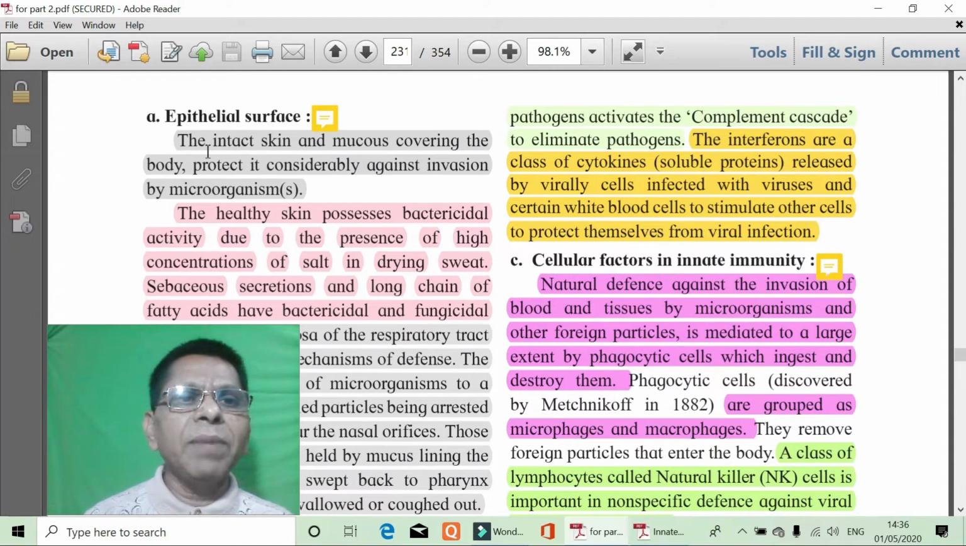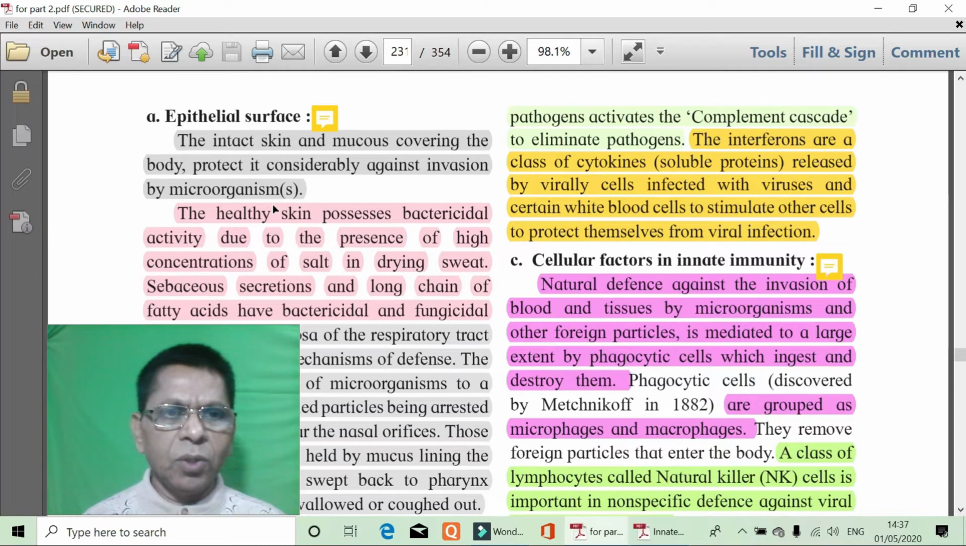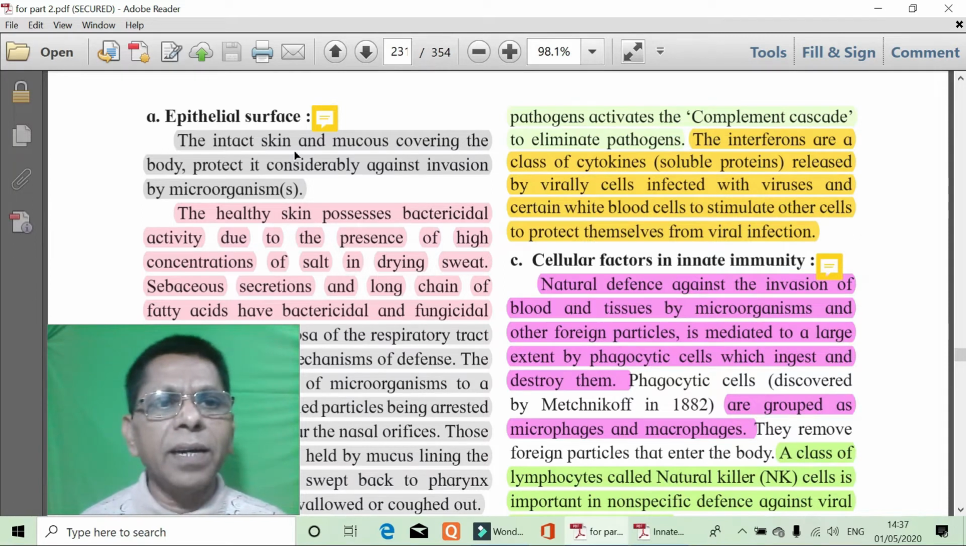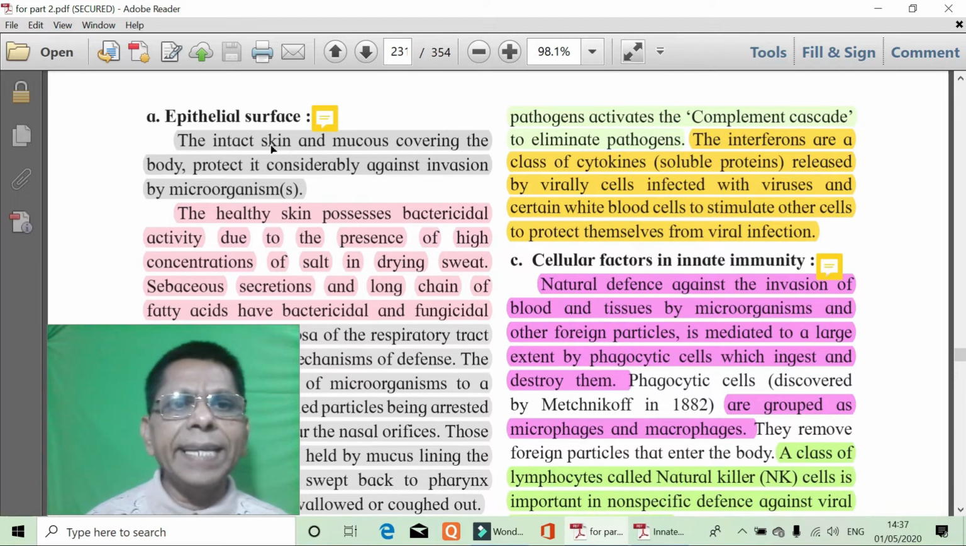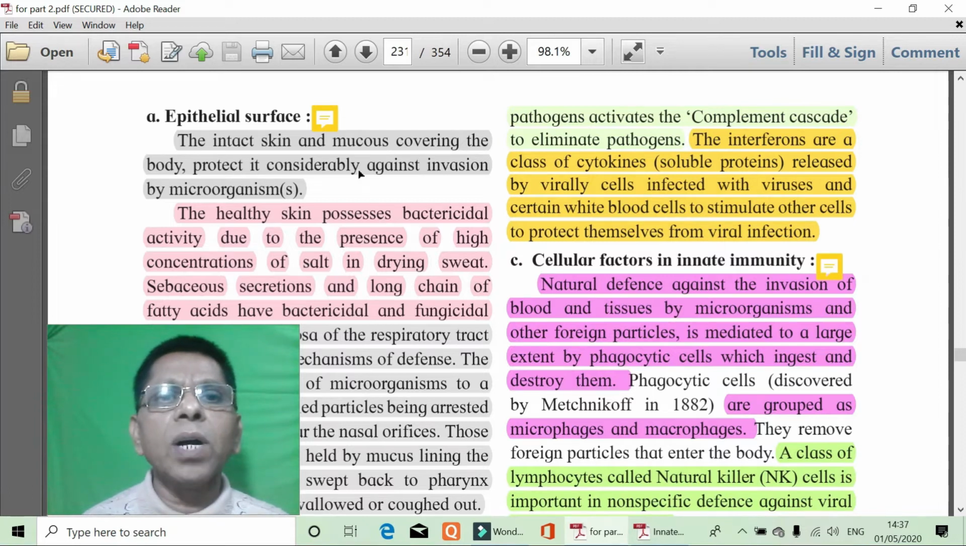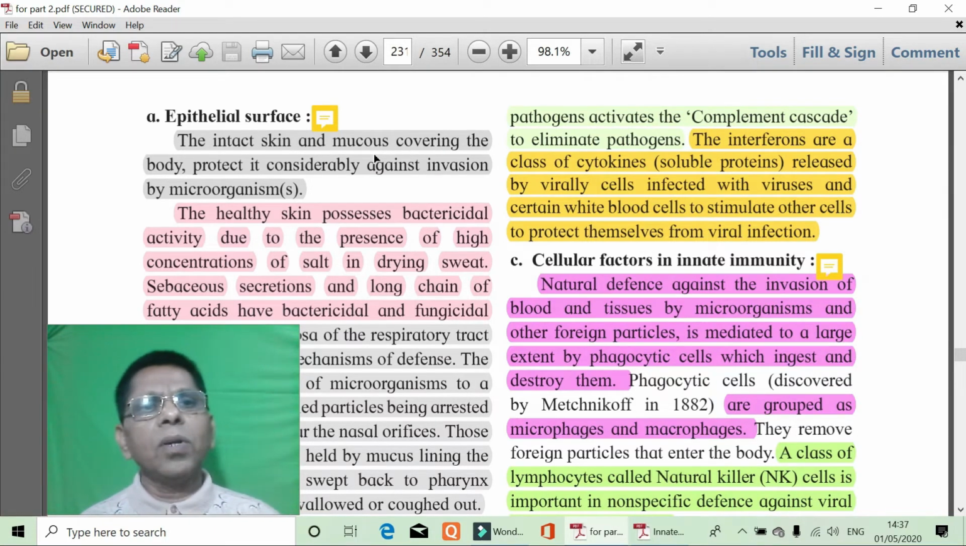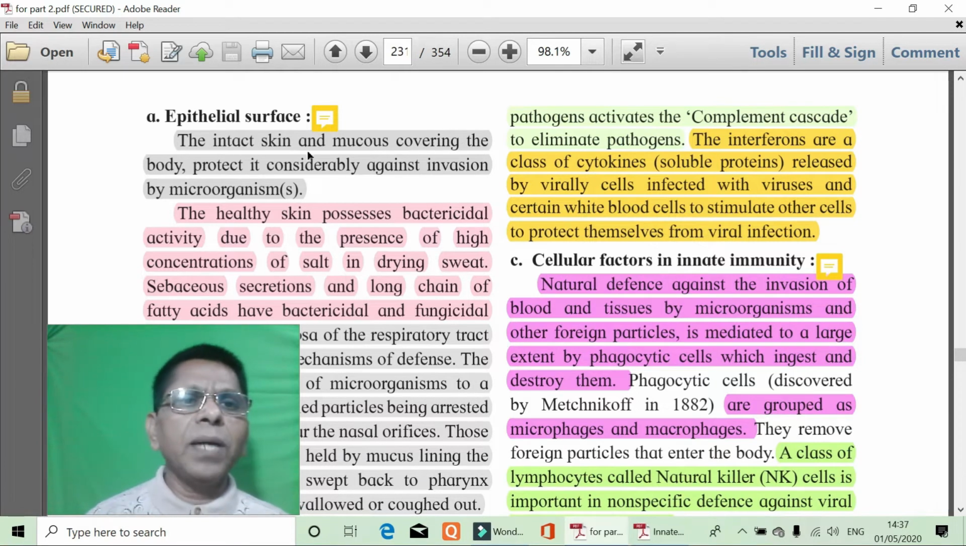Here it has been mentioned that the intact skin and the mucus covering the body protect it considerably against invasion by microorganisms. So as far as the physical barriers of the innate immunity system are concerned, only two examples have been given over here. Number one is the skin and number two is the mucus covering the body. So dear friends, skin is the organ and the mucus covering is the tissue. Now let us study one by one. The first one is the skin.